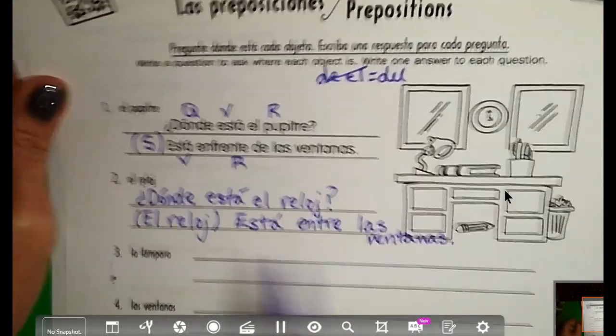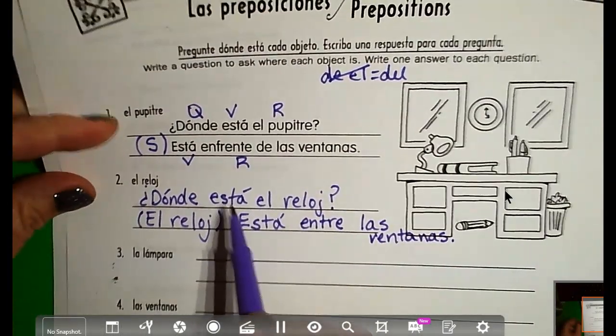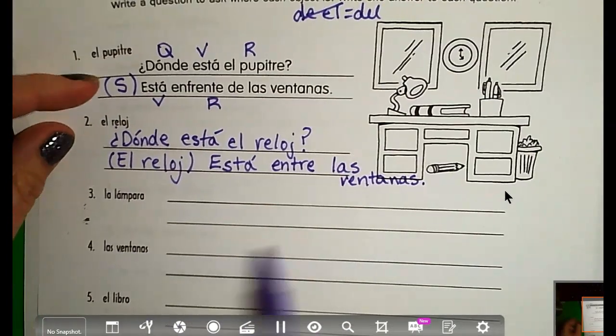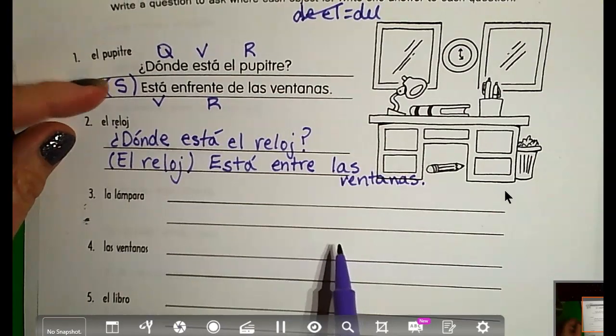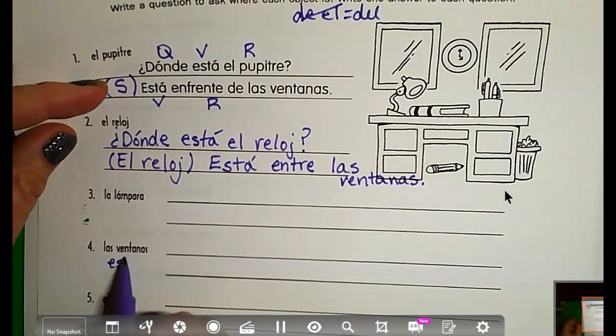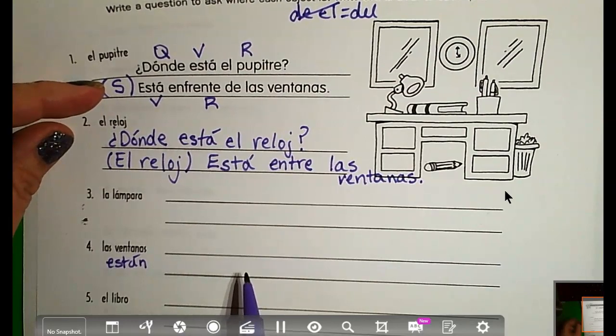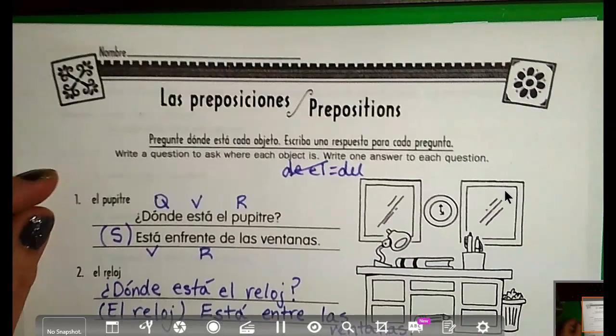So watch out. Your verb is not always going to be está, because when you're telling me where the windows are, you don't want to say, where is the windows? You're going to want to use the verb están, right? In both your question, where are the windows? And in your answer, the windows are. So watch out for that. Let's look at the next page.